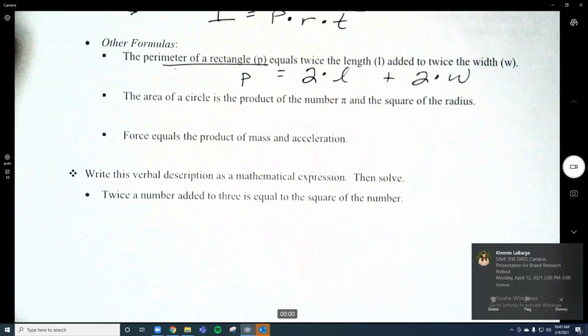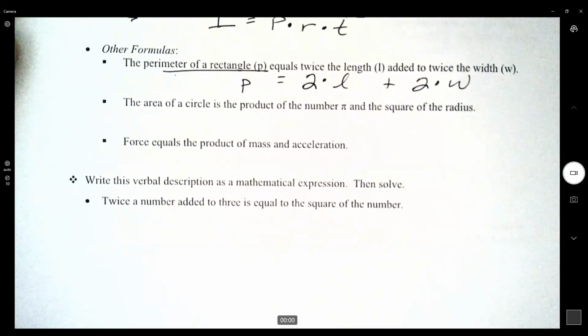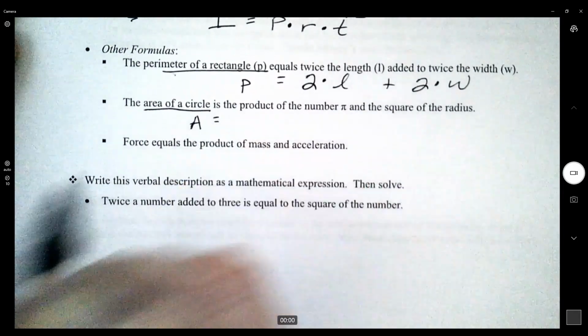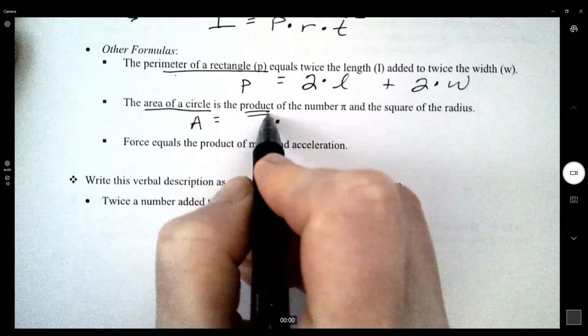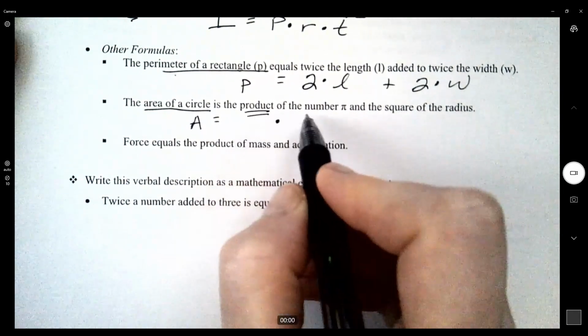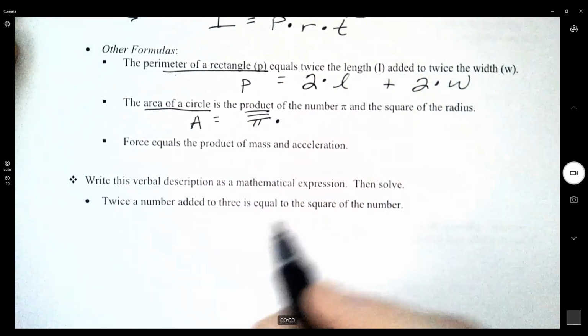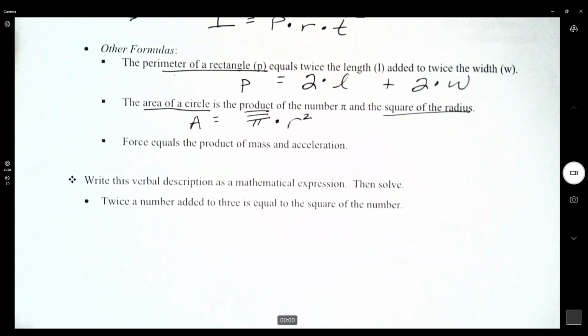We could also write the area of a circle as the product of the number pi and the square of those units. So let's write an equation for this one. So we have area of a circle is the product of, so that means we're going to multiply, because the product means multiply, the product of the number pi and the square of the radius. So area equals pi r squared.